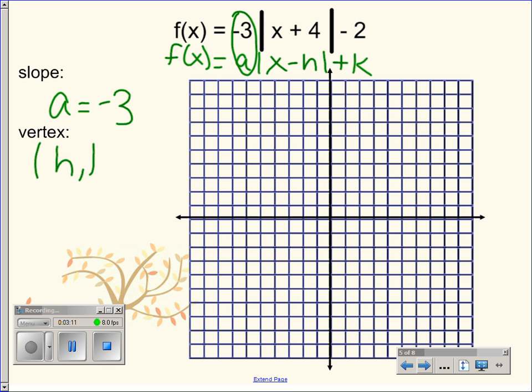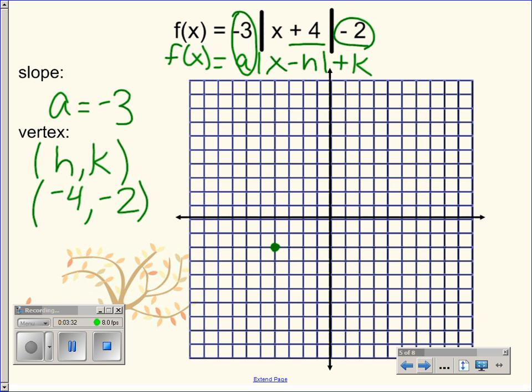For my vertex, I need h, k. Again, with h, you need to take the opposite of what you see. So I see positive 4, so that means my value of h is negative 4. And k is negative 2. So you start with your vertex, 1, 2, 3, 4. So negative 4, negative 2 is right there.